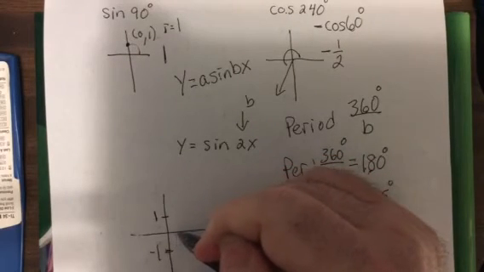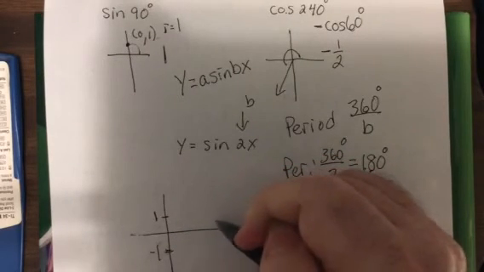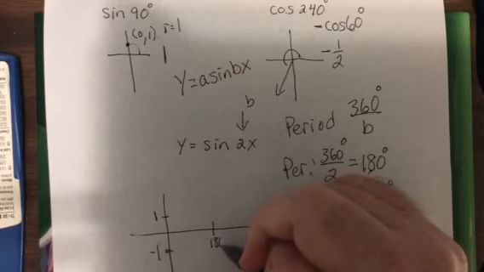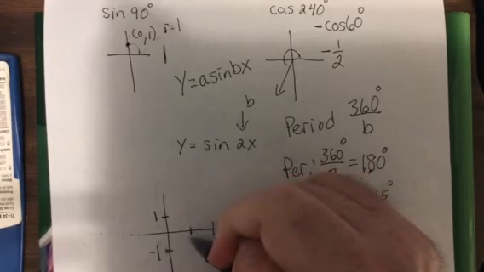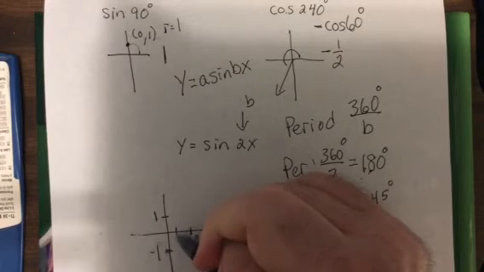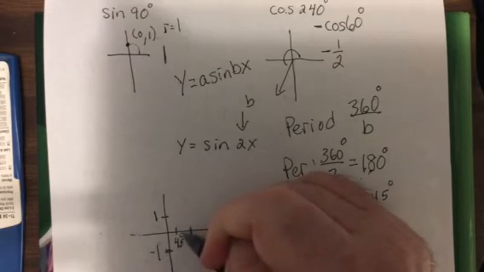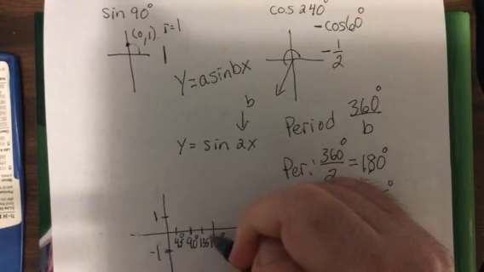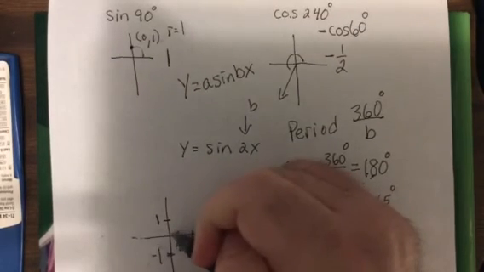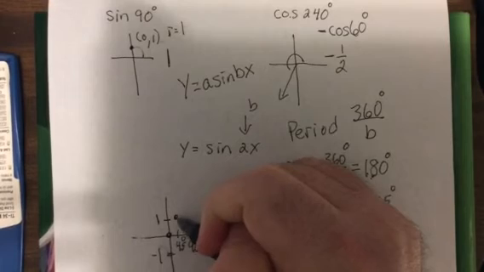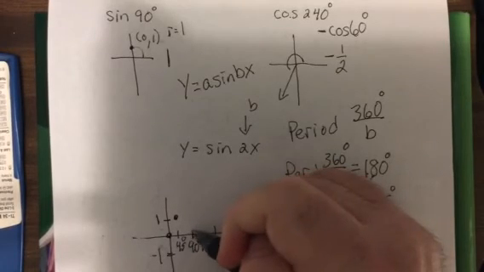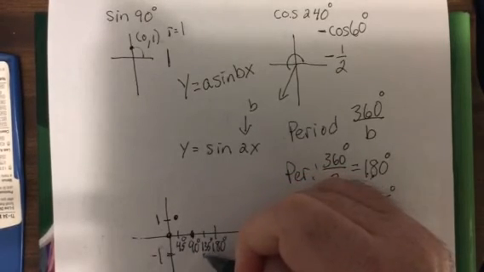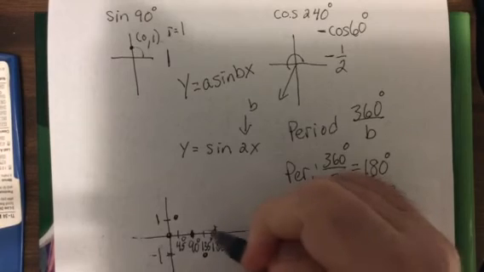But my 1 still determines how long my 180 is. 180 is 3 times that. So 1, 2, 3, that's about 180. So that would be 90, 45, and then 90 plus 45 is 135. And remember, sine goes 0, 1, 0, -1, 0.